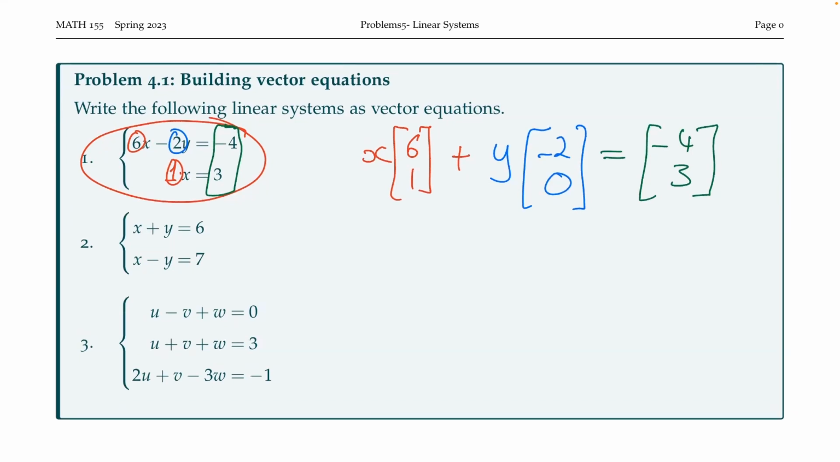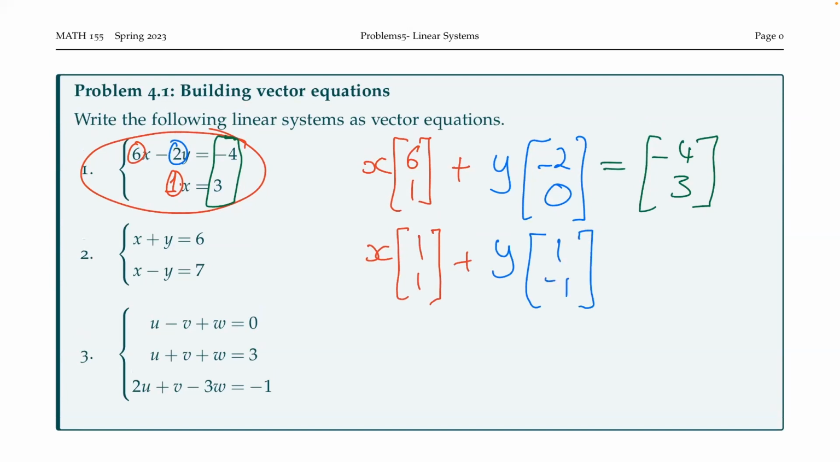Okay, let's do one more example. So here, again, we've got x's and y's, so I'm going to put an x and a y. What are the coefficients for my x? 1 and 1. And then for y, 1 and minus 1. And then we'll have a 6 and a 7 on the other side.